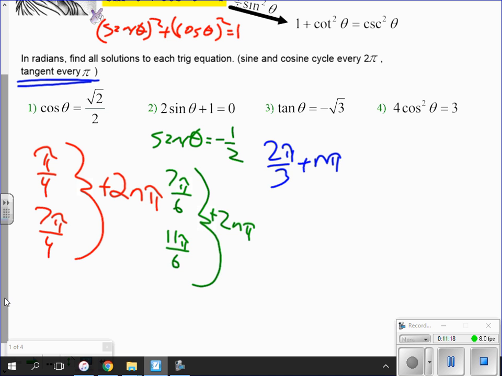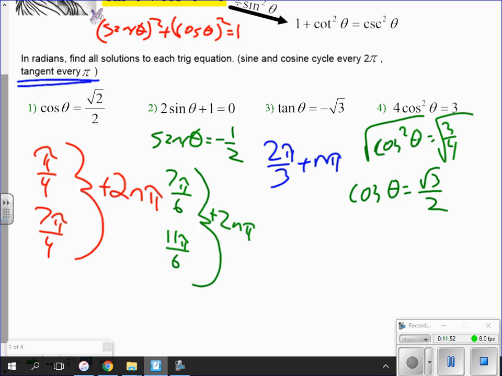So, next one, what's my first step? Divide both sides by 4. Get cosine squared theta equal to 3/4. Do I have the cosine of theta? No. I need to square root both sides because cosine squared theta is cosine of theta squared. So I square root both sides. And that gives me the cosine of theta equals √3/2.